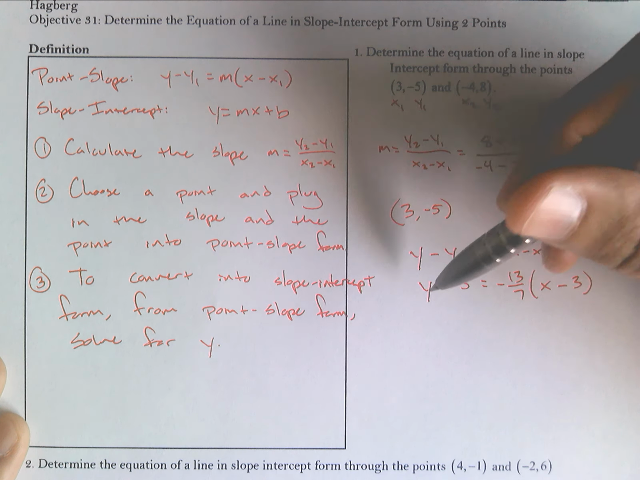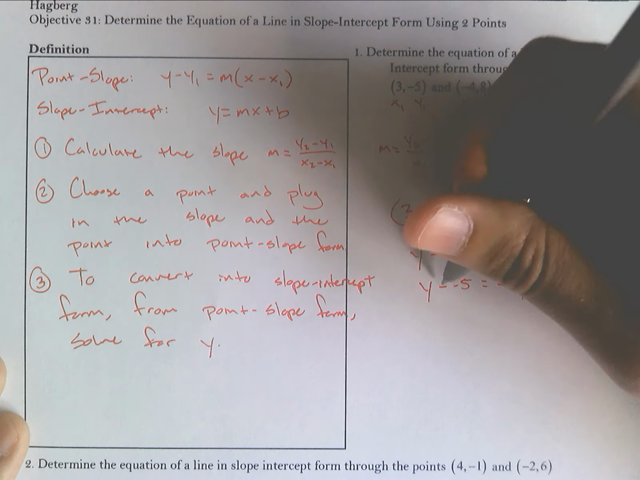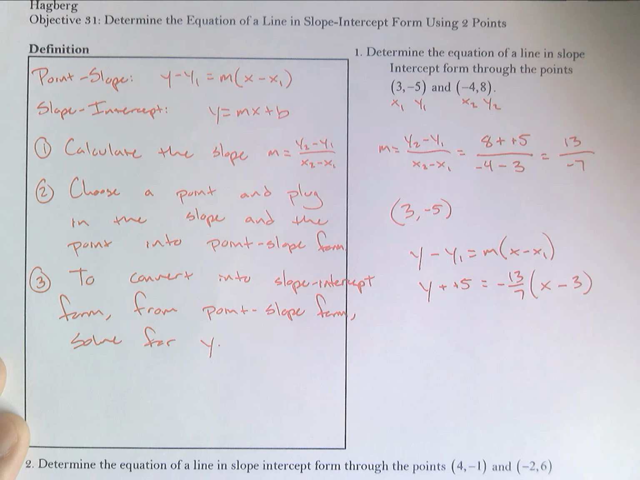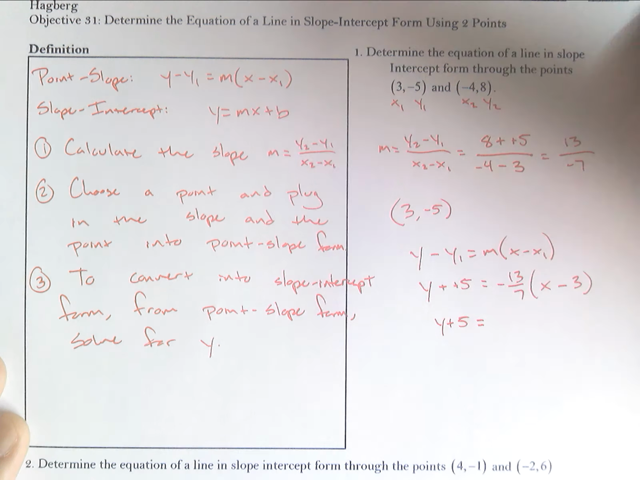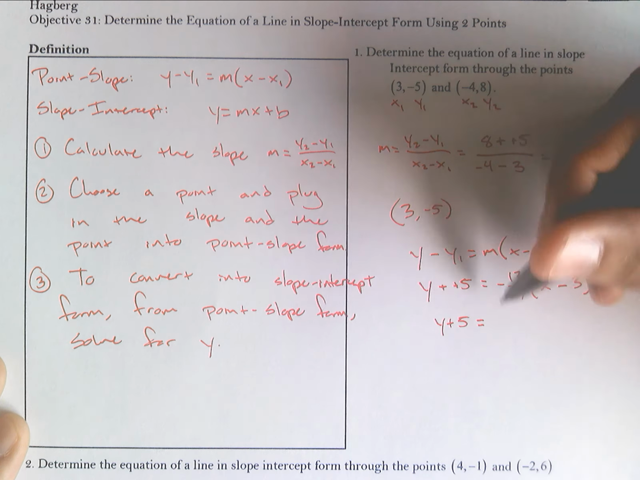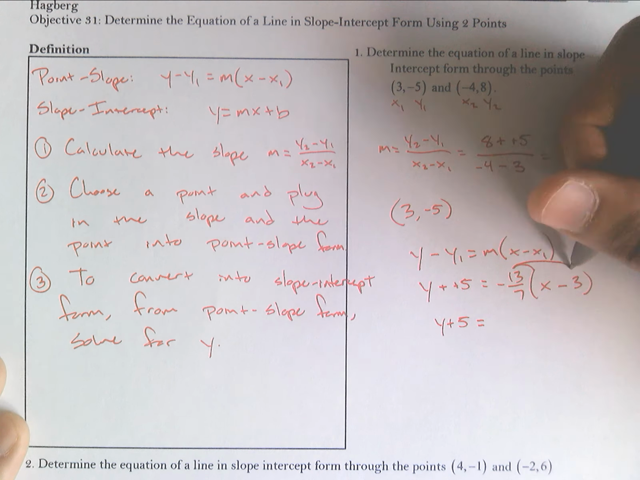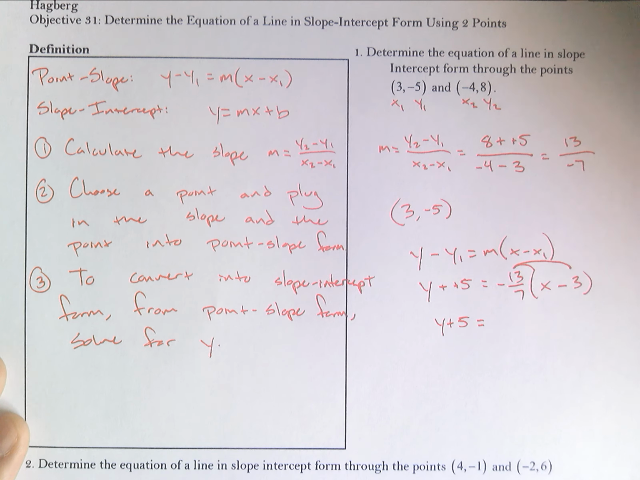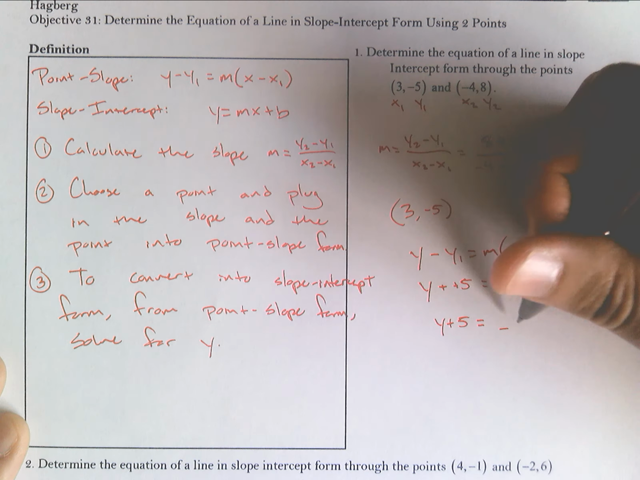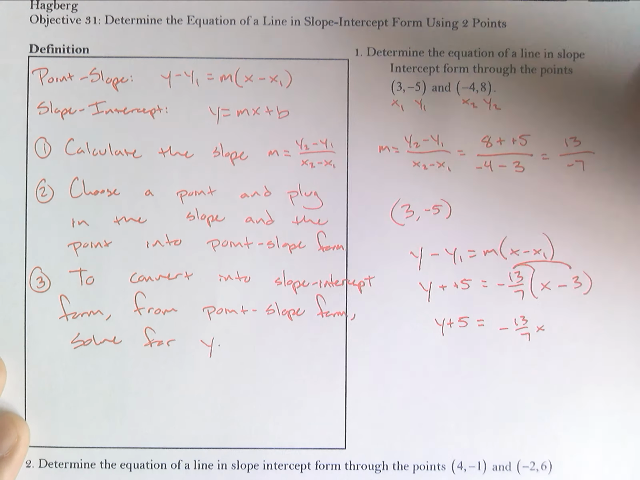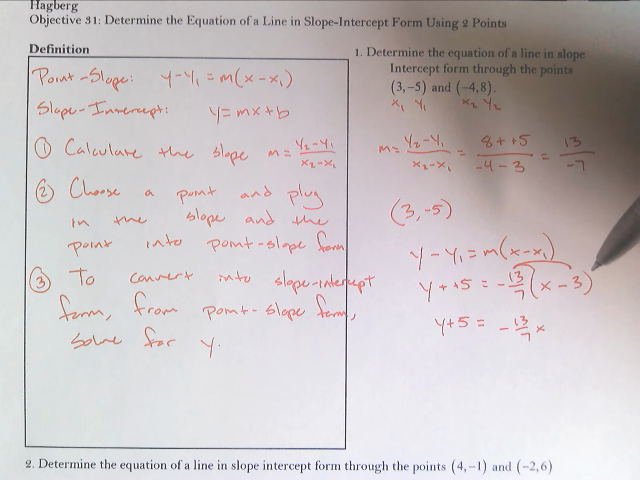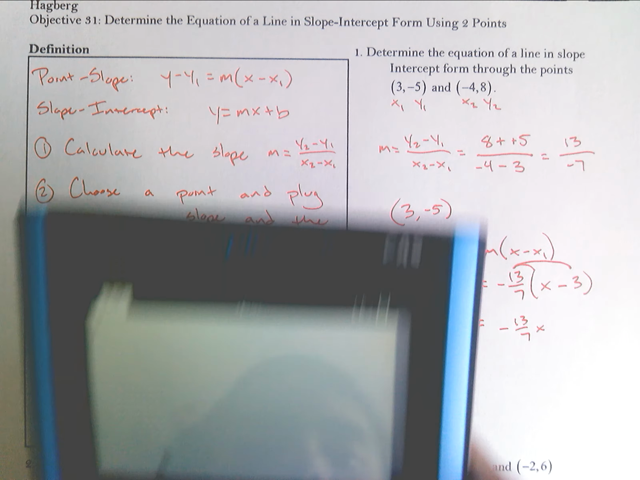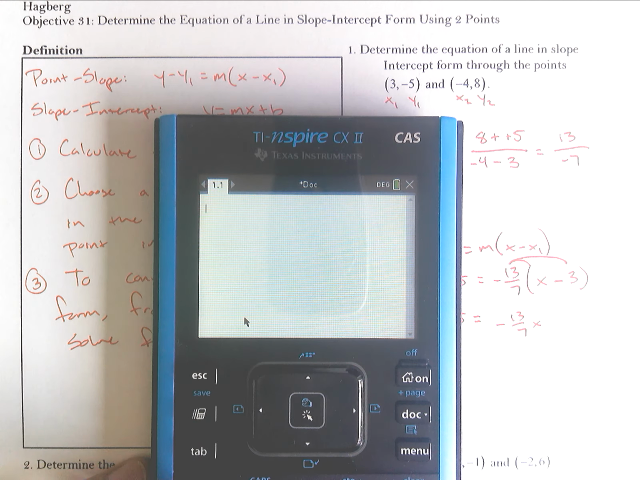I see we have y minus -5. Again, that double negative, we can make it plus a positive, so y plus 5. And then this -13/7, we can distribute this. So -13/7 times x is just -13/7 x. And then -13/7 times -3, well, let's get our calculator for that. We have negative 13 sevenths. So I'm going to use that fraction bar.